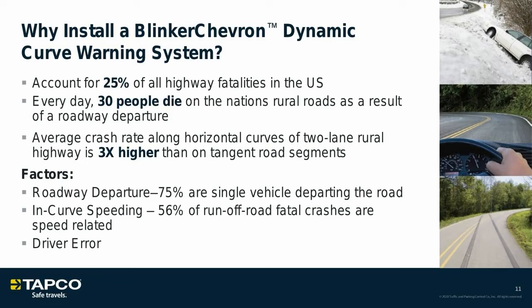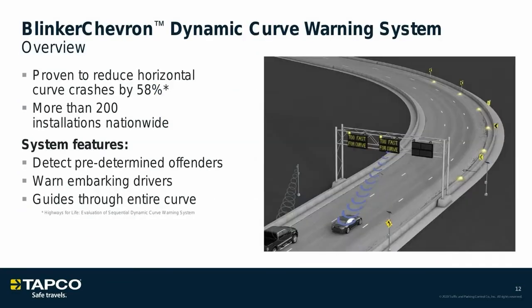So moving on to the overview of this particular system, what you see on the right-hand side is an illustration of what the system would look like at this particular curve. It shows you the different options that are out there. What we've done in our horizontal curve or dynamic curve warning system is provide a system that's going to work for that specific curve. We've proven to reduce horizontal curve crashes by 58%.